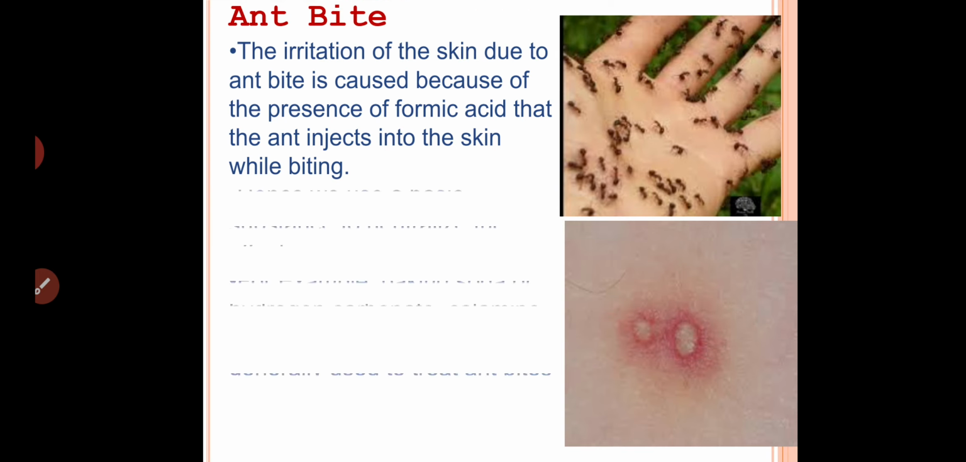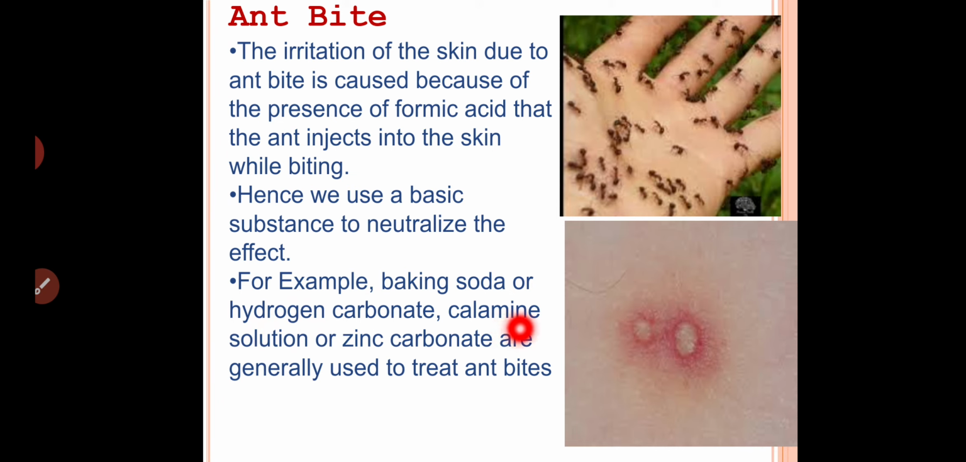Now next, hence we use a basic substance to neutralize the effect. So what basic substance can we use? Baking soda. It may be present in your home because your mamas keep baking soda for cooking purposes. Then sodium hydrogen carbonate, calamine solution or zinc carbonate are generally used to treat ant bite. So students, if an ant bites you, suddenly put baking soda, then the irritation will decrease.